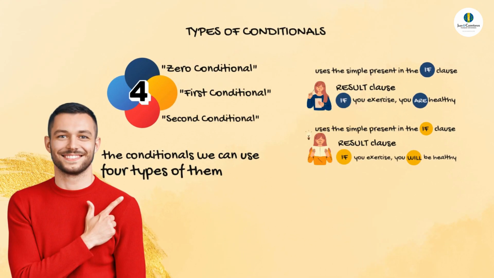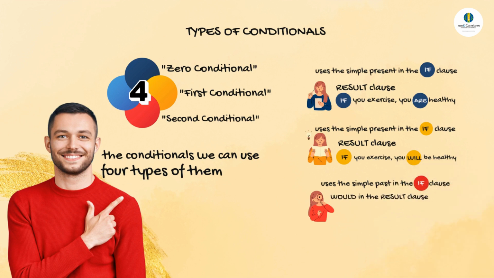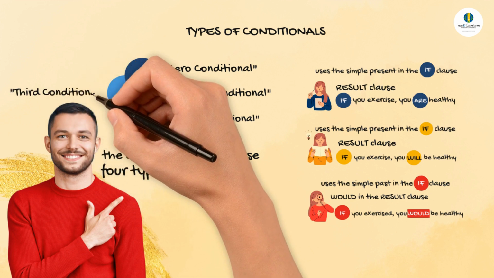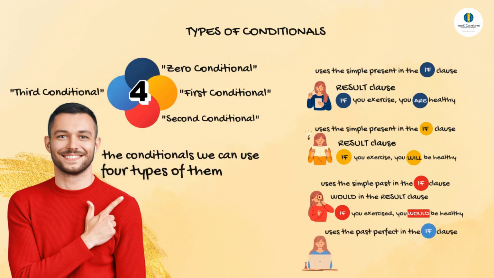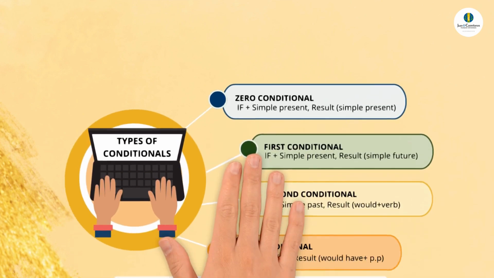Second conditional uses the simple past in the if clause, and would in the result clause. For instance, if you exercised, you would be healthy. Third conditional uses the past perfect in the if clause, and would have plus past participle in the result clause. For instance, you would have been healthy. Now, take a look at the following diagram.